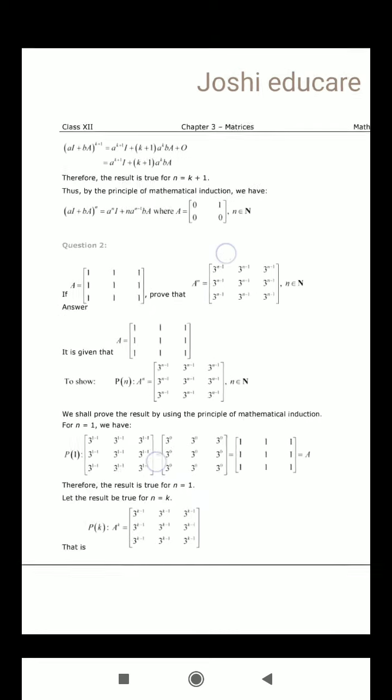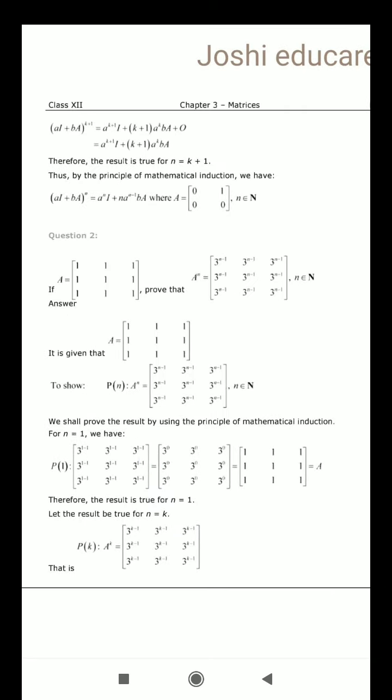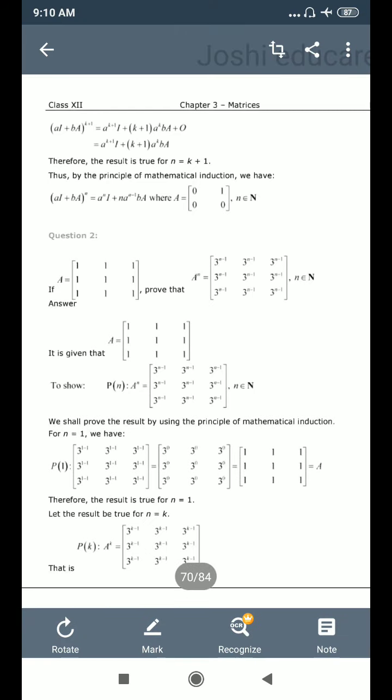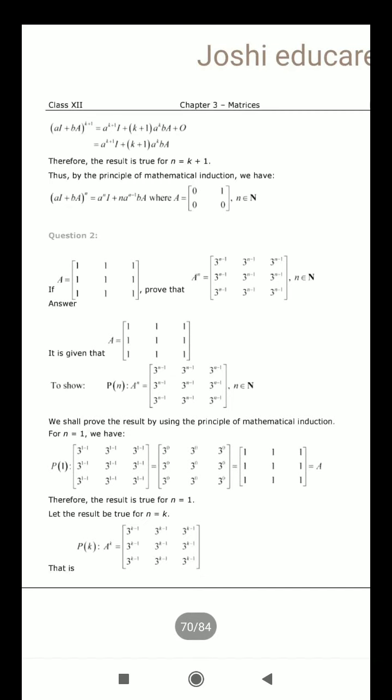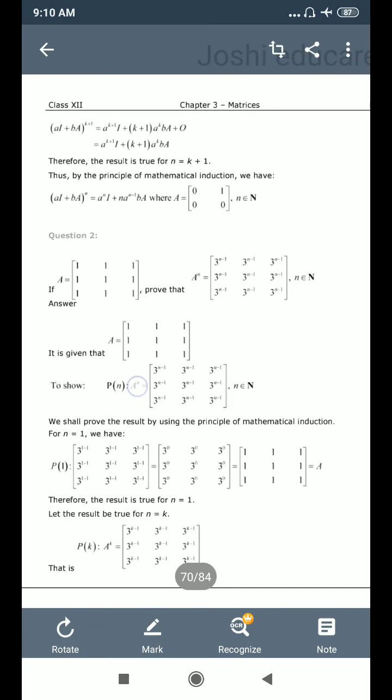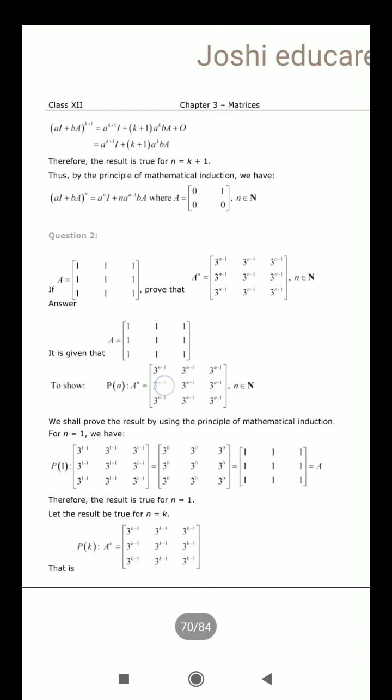Question number 2 is there. A matrix A is given. Prove that A raised to power n is this, using the same principle of mathematical induction. So first we will get P1. To get P1 in this whole expression, you replace n by 1. So it will be P1, that is A raised to power 1 is, it is 3 raised to power 0, 3 raised to power 0, 3 raised to power 0. All terms will become 3 raised to power 0 because we are replacing n by 1.